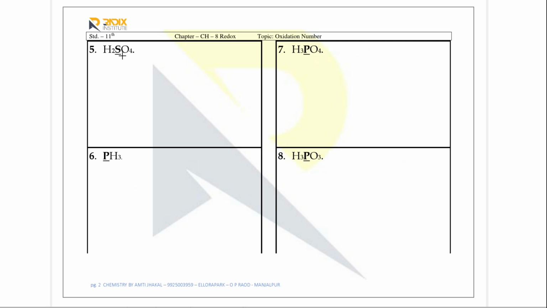Okay. Now the oxidation state of sulfur in H2SO4. Hydrogen oxidation state will be plus 1 with any non-metal. There are two hydrogens. Sulfur oxidation state X. Oxygen oxidation state minus 2, and there are 4 oxygens present. The sum of oxidation numbers of a compound is always equal to 0. So we get X is equal to plus 6. So here the sulfur oxidation state came to plus 6. The name of the acid is sulfuric acid.